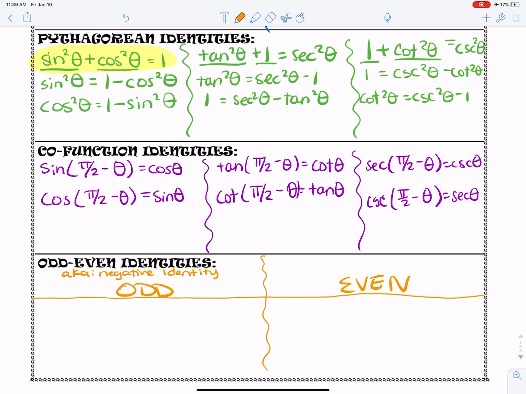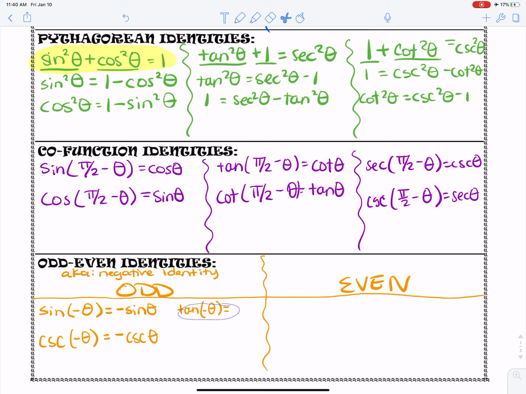And what is an odd function? The odd functions are sine of negative theta, and that's thinking about when we were doing even and odd before. When you plug in a negative, if the answer is negative, it is odd. And so sine, that is the case. You plug in a negative theta, and the answer is the negative of what you get when you plug in positive theta. And cosecant works the same way, which is sine's inverse. And then tangent of negative theta equals negative tangent theta.